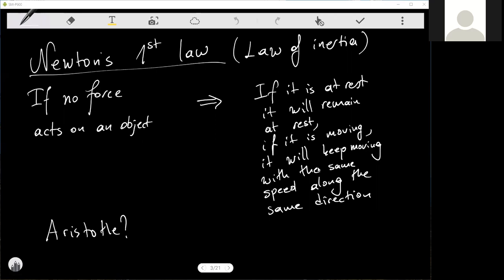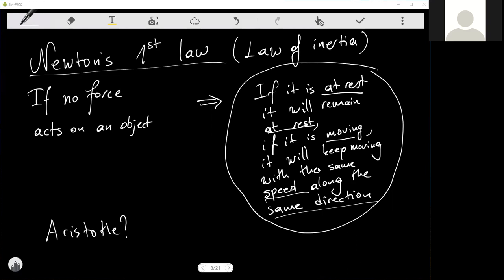So let's start with Newton's first law. It's also called the law of inertia. So it just defines the concept of inertia. It basically says that if there is no force acting on an object, then if it is at rest, it will remain at rest. And if it is moving, then it will keep moving with the same speed along the same direction or something like that. So in any case, you know this, so I'm not going to say too much about this, but let's just say that, all right, this is too wordy. Probably Newton at the time expressed it like that. I don't know how he expressed this precisely, but probably it was something like that.